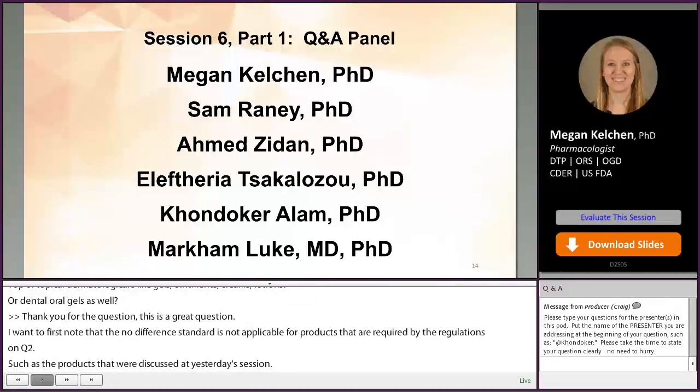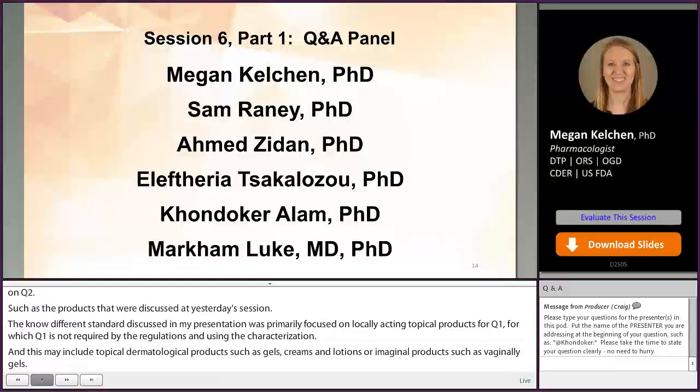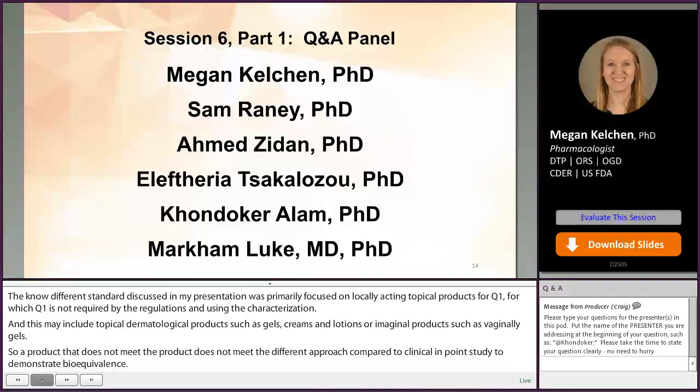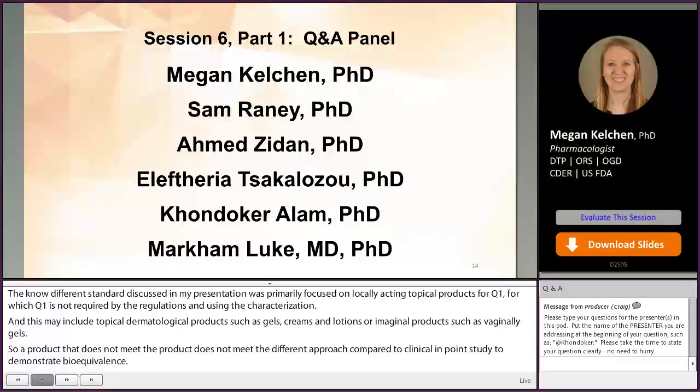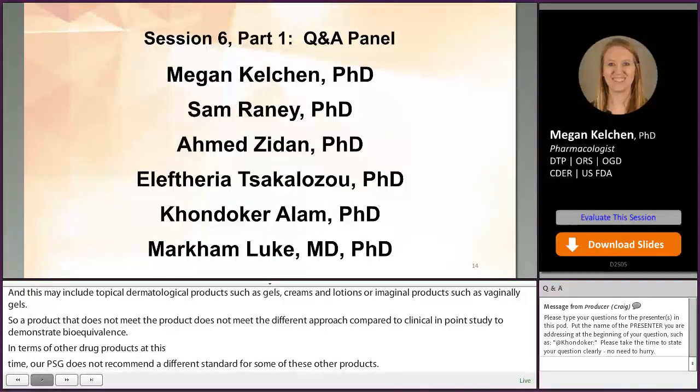And this may include topical dermatological products such as gels, creams, and lotions, or semisolid vaginal products such as vaginal gels. So a product that does not meet the no difference standard may utilize a different approach, such as a comparative clinical endpoint study to demonstrate bioequivalence. In terms of other drug products, at this time, our PSGs do not recommend a no difference standard for some of these other products. However, if you have additional questions related to whether a no difference standard is applicable for a specific test product, I recommend submitting a controlled correspondence or pre-ANDA meeting request. Thank you.